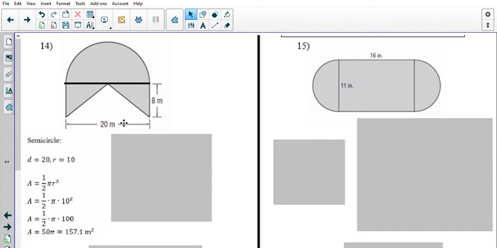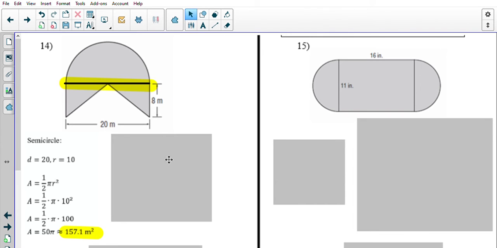For the semicircle, we need to recognize that the diameter is 20 since it goes the entire way across this thing. Half of that is 10, so the radius is 10. So since it's a semicircle, we do half times pi times the radius squared. Again, the radius is 10. 10 squared is 100. 100 times a half is 50 pi. So for this semicircle, we get about 157.1 meters squared.